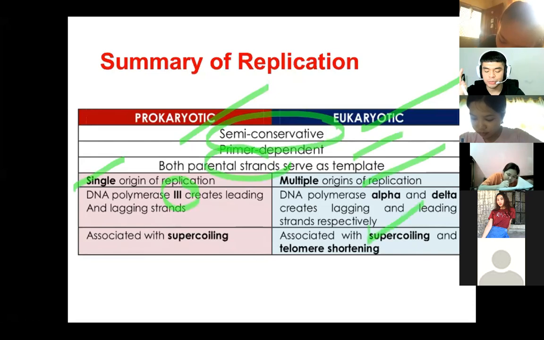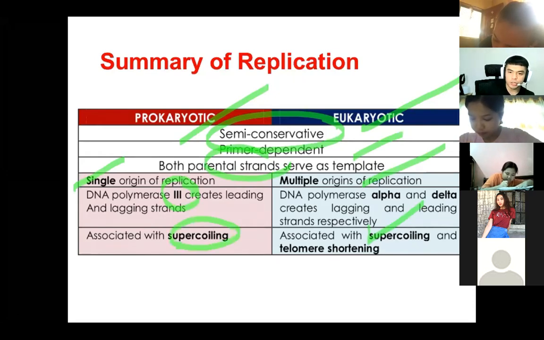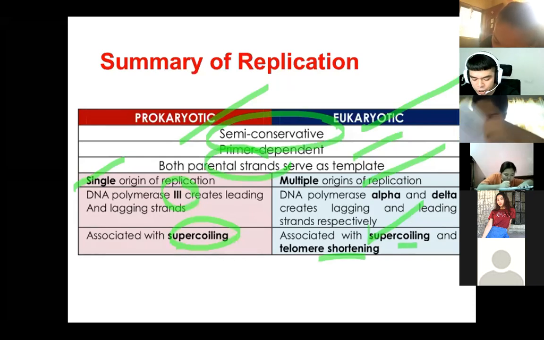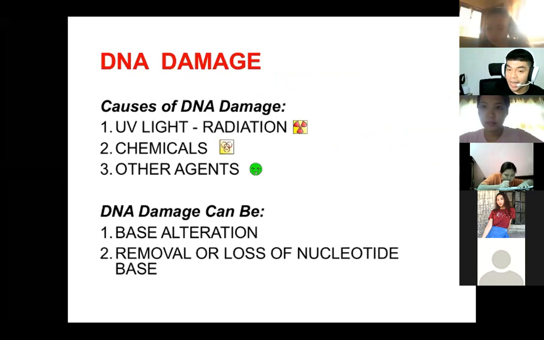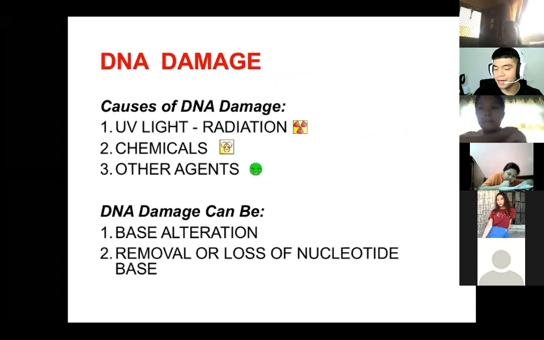Dito sa eukaryotes, may mga designated or specific terms tayo. And then, prokaryotes naman associated with supercoiling. And then sa eukaryotes, both supercoiling and telomere shortening. Okay? So overall, yan po ang DNA replication process. So natapos na natin guys, finally, ang DNA replication. Nagets? Naintindihan po ang discussion?